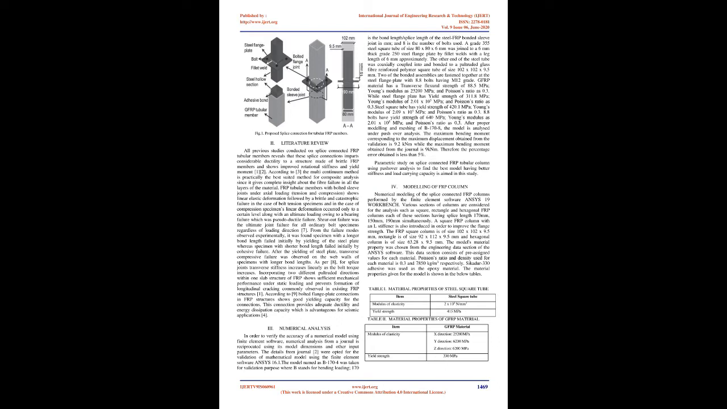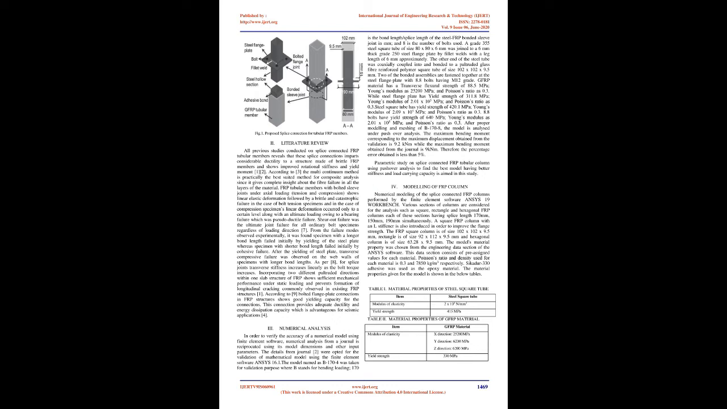FRP tubular members with bolted sleeve joints under axial loading, tension and compression, show linear elastic deformation followed by a brittle and catastrophic failure in the case of bolt tension specimens. In the case of compression specimens, linear deformation occurred only to a certain level, with an ultimate loading owing to a bearing failure, which was a pseudoductile failure. Shear out failure was the ultimate joint failure for all ordinary bolt specimens regardless of loading direction.